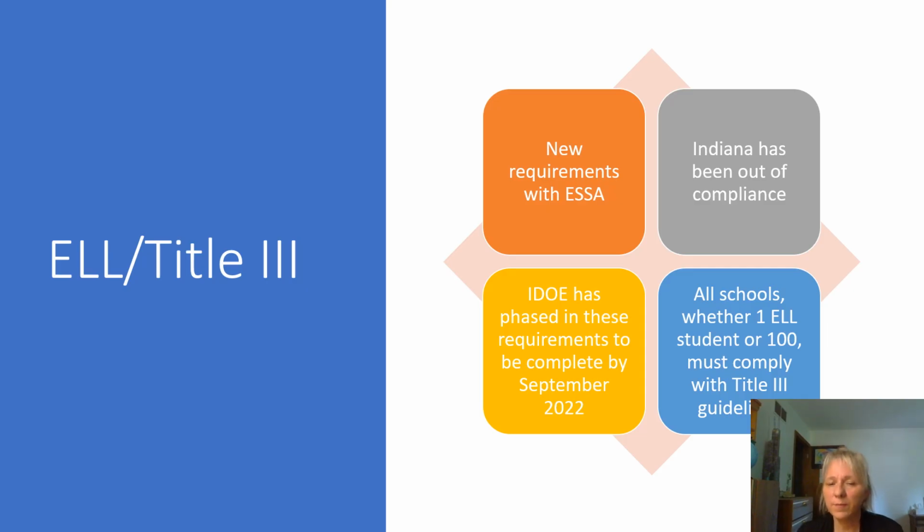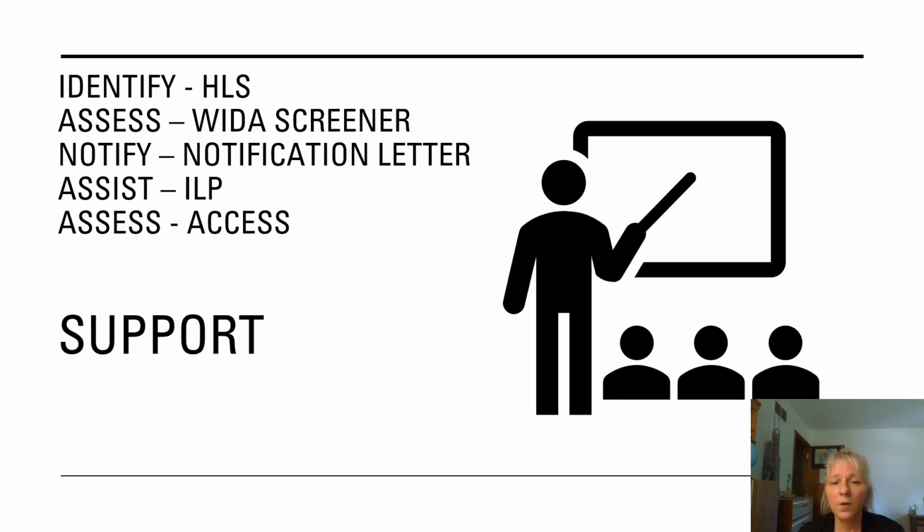Indiana has been out of compliance for English language learners since ESSA several years ago, and the IDOE has given us until this September of 2022 to follow those guidelines. All schools, regardless of if we have one English language learner or we have 100, we all still have to follow those same guidelines from the Department of Ed. When we do have an English language learner, this is how we support them.